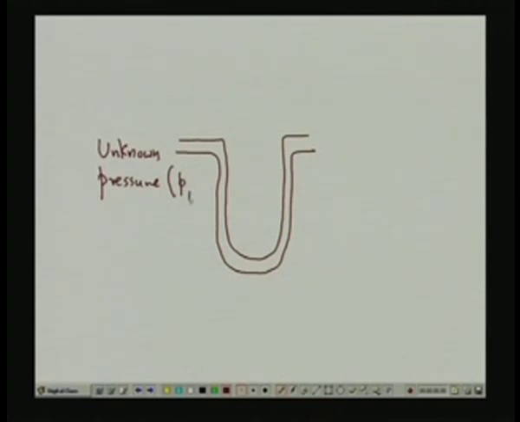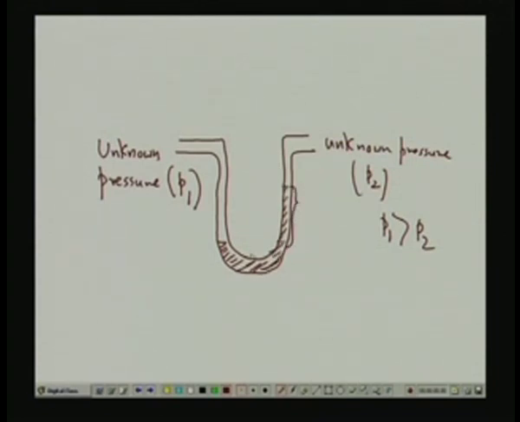This is P1, and this is the unknown pressure, P2 I should say. If P1 is higher than P2, then the liquid will show a height difference, so it will come up like this. This height, starting from this point, is h.